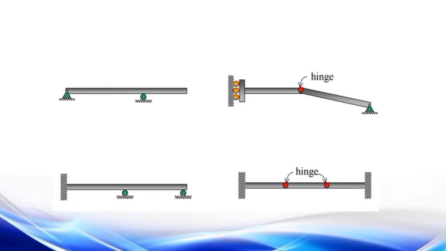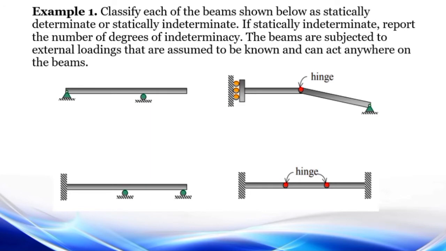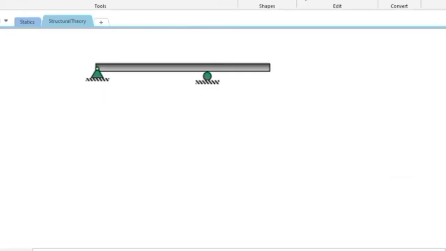So let us take this example. Classify each of the beams shown below as statically determinate or statically indeterminate. If statically indeterminate, report the number of degrees of indeterminacy. The beams are subjected to external loadings that are assumed to be known and can act anywhere on the beams. Okay, isa-isahin natin.